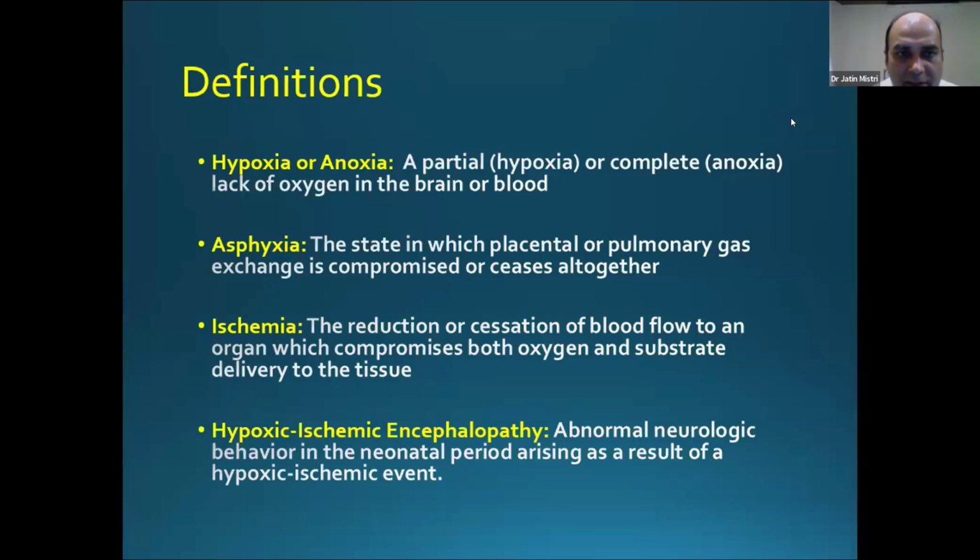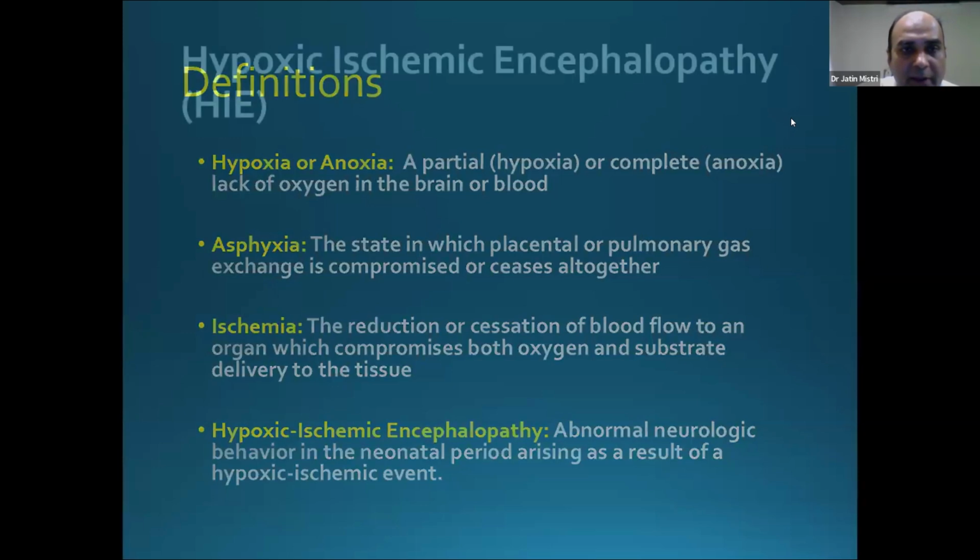So when you don't get oxygen, that is hypoxia. When there is a cessation of blood flow, that is ischemia. And what is hypoxic ischemic encephalopathy? It is an abnormal neurological behavior which results in the neonatal period arising from a hypoxic or ischemic event. So that is the brief explanation of hypoxic ischemic encephalopathy.